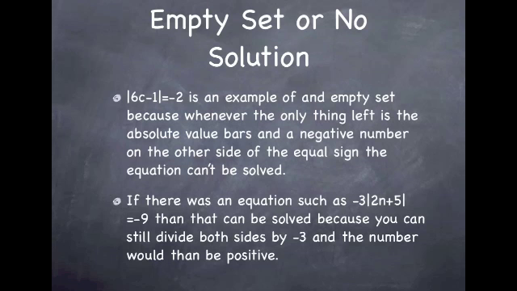Empty set or no solution. Say you have |6c minus 1| equals negative 2. This is an example of an empty set, because whenever the only thing left is the absolute value bars and a negative number on the other side of the equal sign, the equation cannot be solved. If there was an equation such as negative 3 times |2n plus 5| equals negative 9, then that can be solved, because you can still divide both sides by negative 3 and the number would then be positive. So the 9 would be positive 3. So then you can solve it.